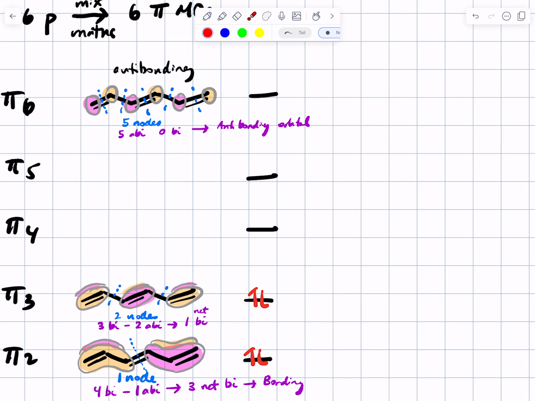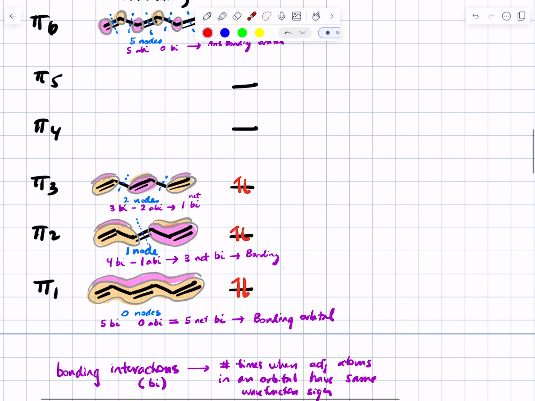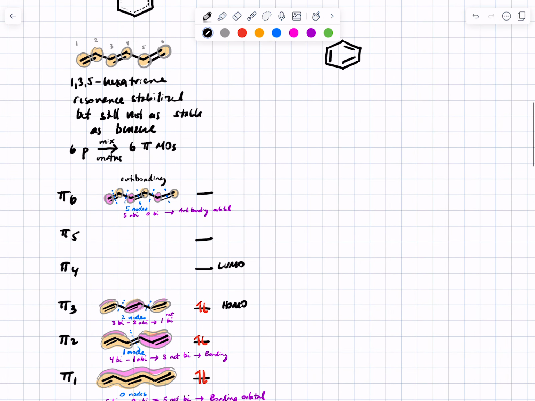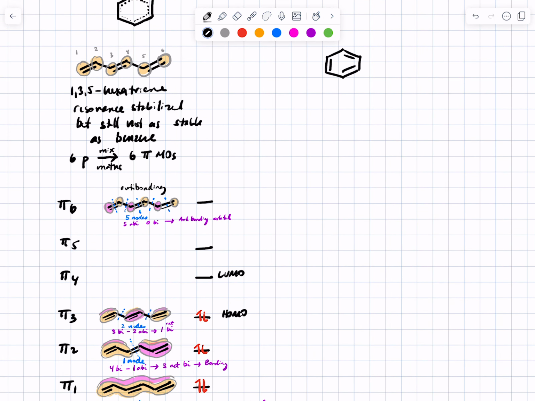Okay. So pi3 is going to be the molecule's HOMO, our highest occupied molecular orbital. Pi2 is going to be the LUMO. Now, we're going to discuss what happens when we take this same way of making orbitals, but for benzene. Remember, with benzene, we've still got an alphabet of 6 p orbitals, and they're still going to make 6 pi molecular orbitals, but the geometry is different.